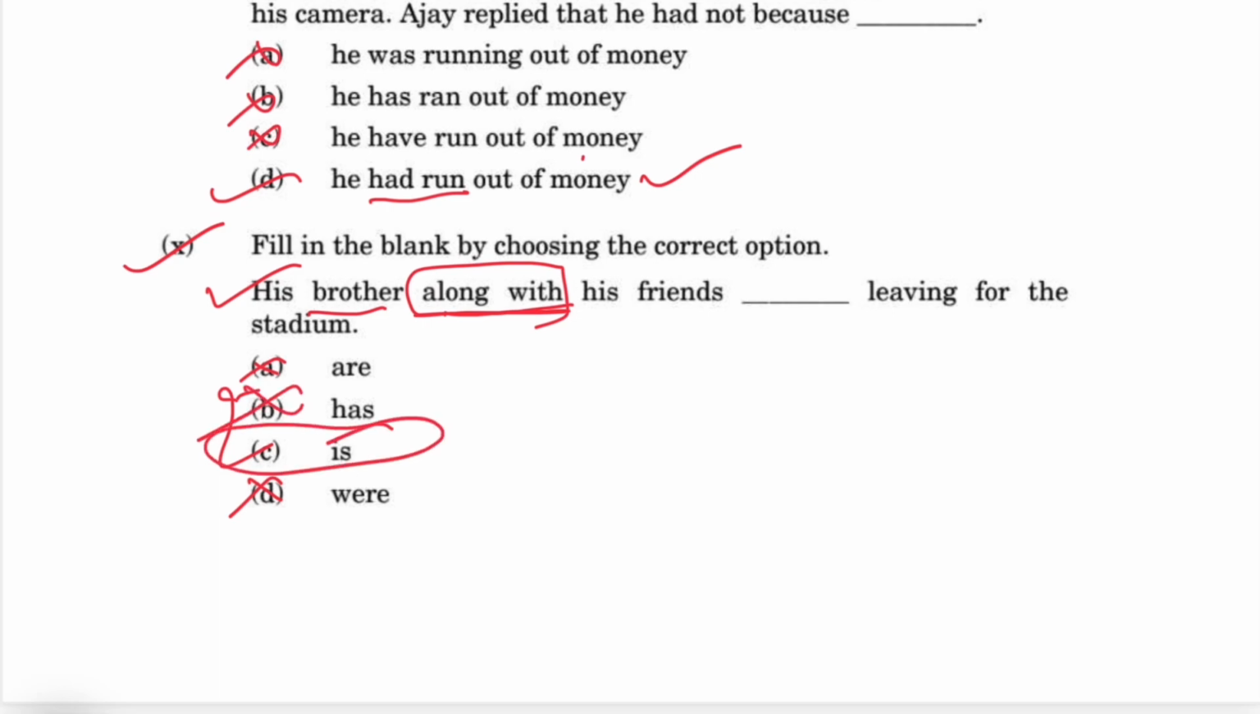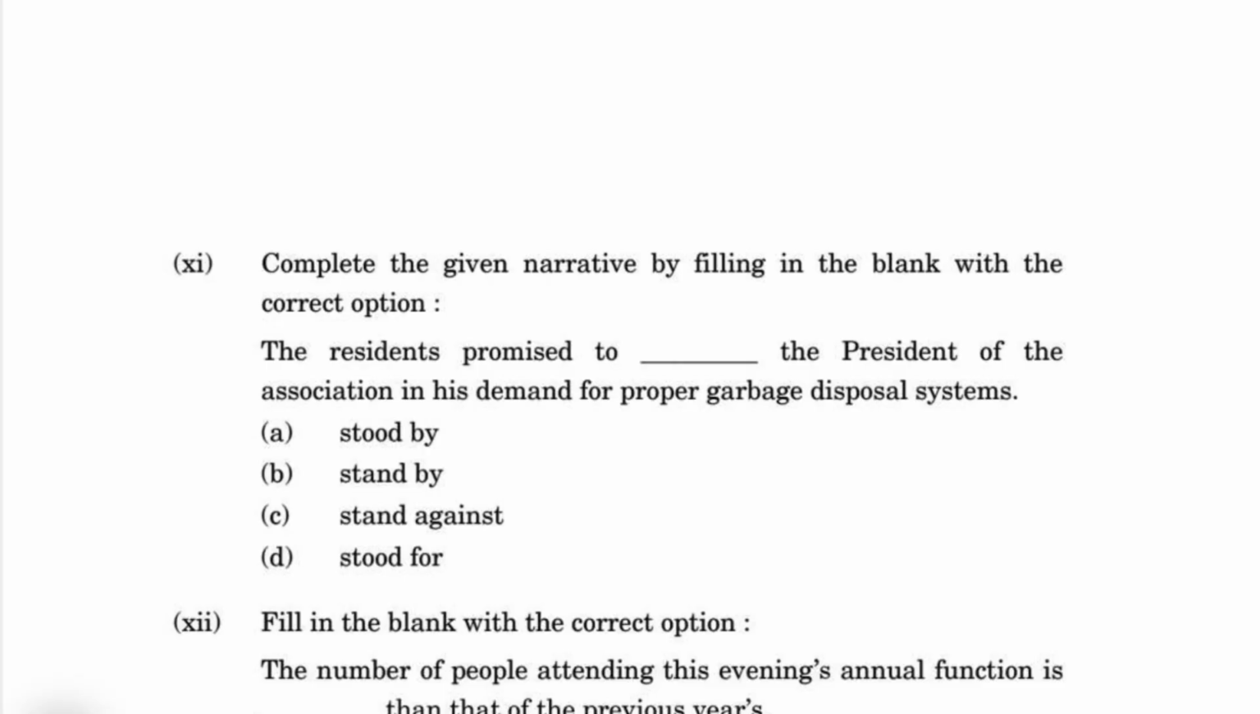So has not can be used, has can't be used now. So is leaving for the stadium. C is the correct answer.